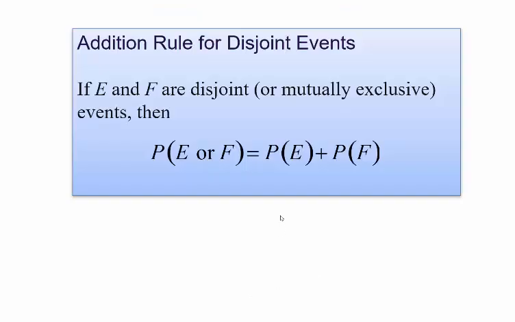So that tells us our addition rule for disjoint events: if E and F are disjoint, or mutually exclusive, events, then the probability of E or F happening is just the probability of E plus the probability of F, and that's it.